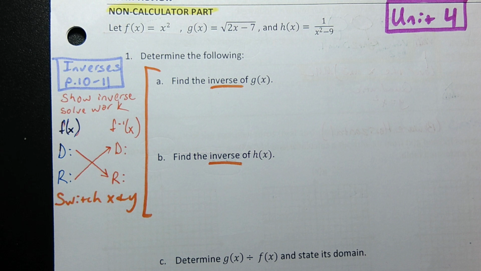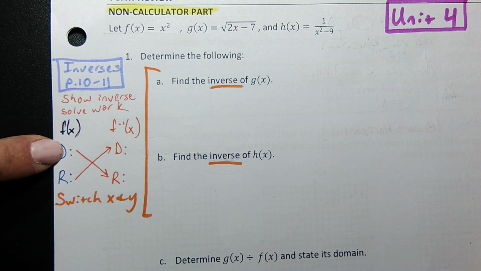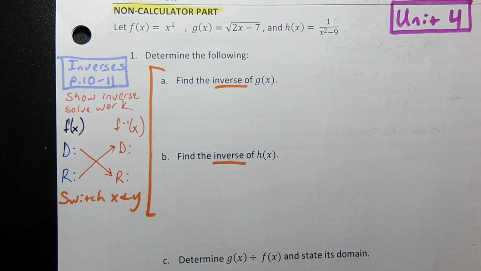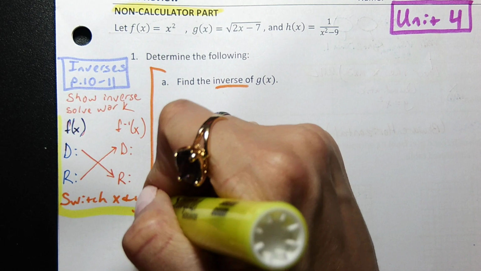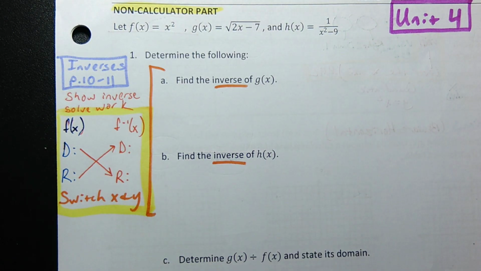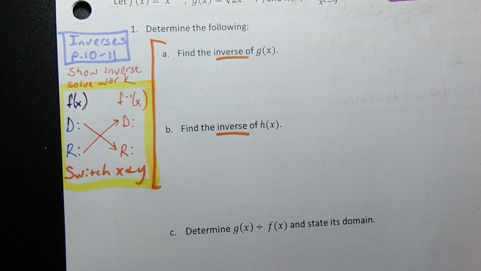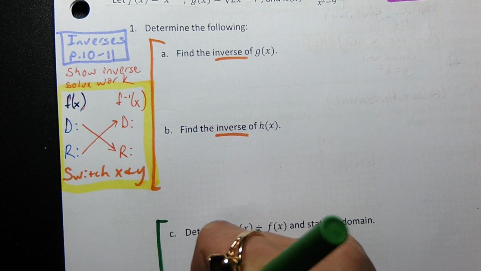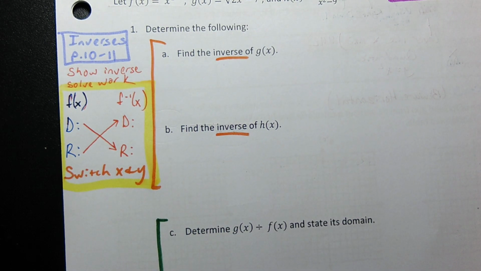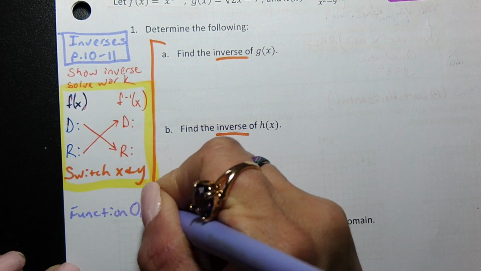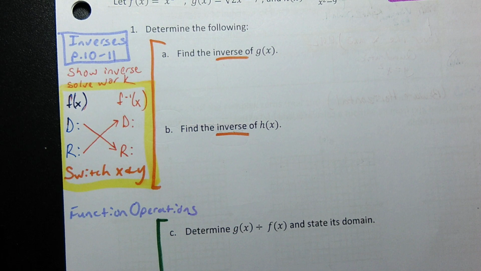So a lot of people found the original domain and range and just stated the domain of the function, but everything x and y value-wise switches from the function to the inverse. So I would put a big important box around this. Our next big concept for C and D are function operations, which are going to be on page 7.